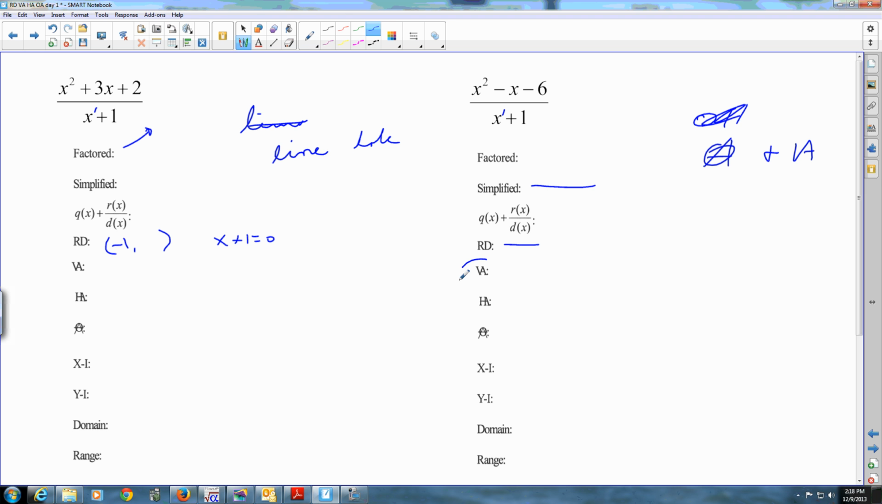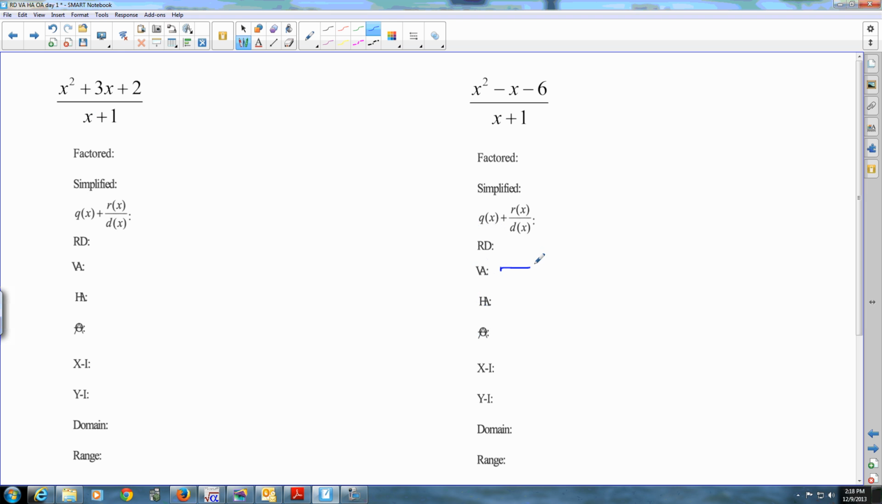You read these from your Q of X, from this part right here. Whoops, sorry, these two. I circled the wrong ones. Well, let me clear that up a little bit. Okay, this is read from your D of X, set equal to 0. These are read from your Q of X. X-intercept, you let y equal 0. In other words, you set this thing equal to 0, assuming you do not have a simplified form. If you do have a simplified form, then you're setting this equal to 0. Y-intercept, let x equal 0.